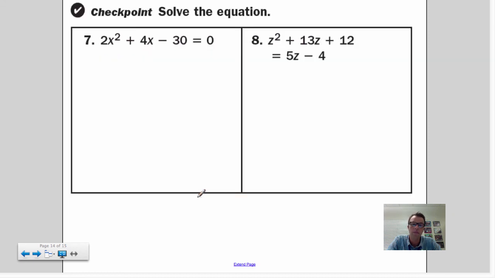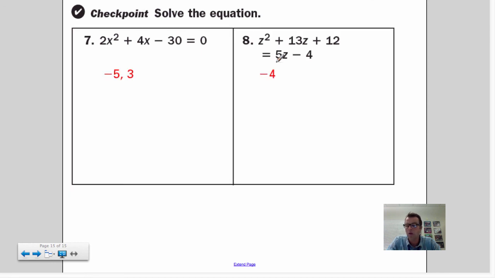And a couple more examples if you want to try. Look at the first problem. I think you see a common factor of 2. Hopefully you do as well. And then 8, you're going to have to first sort out the equation, combine like terms. Here come the answers. Hit pause. And there are your answers.